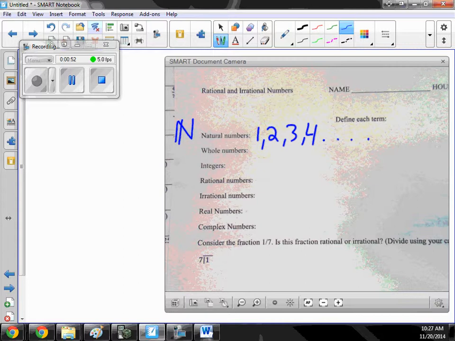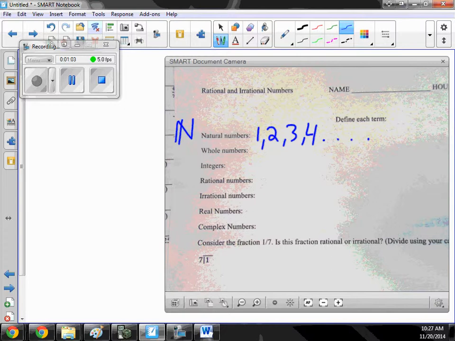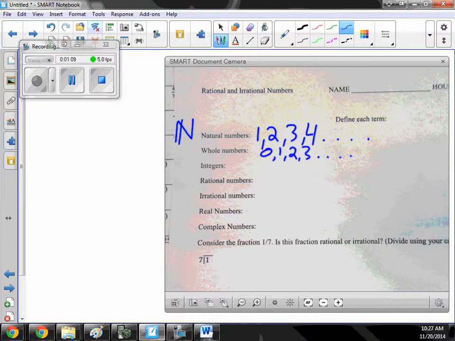Okay? So we move on to whole numbers. What are whole numbers? It's the natural numbers, but it starts with 0 this time. So 0, 1, 2, 3, and so on. No, negative numbers do not work for whole numbers. They start with 0. And the symbol for whole numbers is a W with a double line on the left.